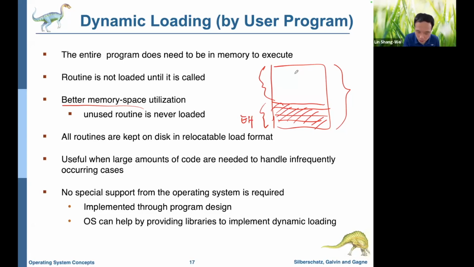Of course, your program needs to be kept on disk in relocatable form, because if needed, the error handler will be loaded into memory, and you don't know where you're going to load it when you compile the program. So they will be in relocatable form. This is very useful when your program is big and the error handling procedure is used infrequently. So this is a good approach.